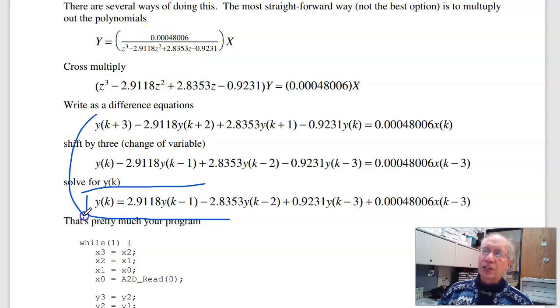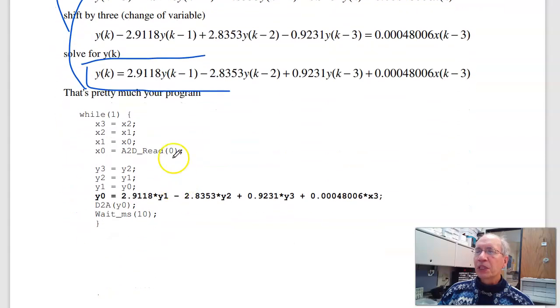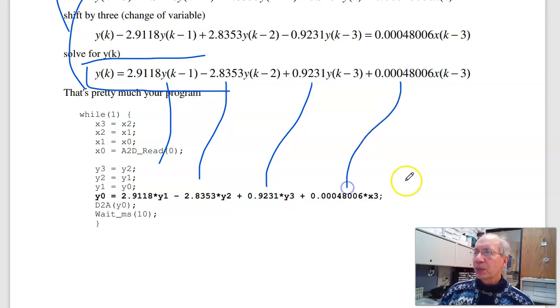Actually, all three of these are difference equations. All three are perfectly valid difference equations for that transfer function. This one's nice for a program, though, because I record the current input, remember the last three inputs, remember the last three outputs, and here's your program. The current output is 2.9 times the output one sample ago, minus 2.8 two samples ago, plus 0.9 three samples ago, plus 0.004 times the input 3 samples ago.